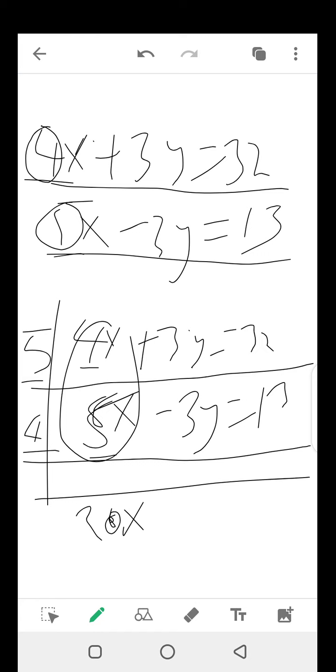This is 20x. Then 5 times 3. Please remember that you are multiplying 5 throughout the whole. So it is 5 times 4, 20x. 5 times 3 is plus 15y equals 5 times 32. 32 times 5, that is 160.